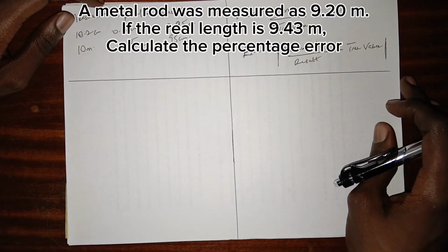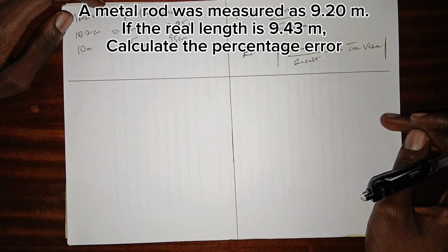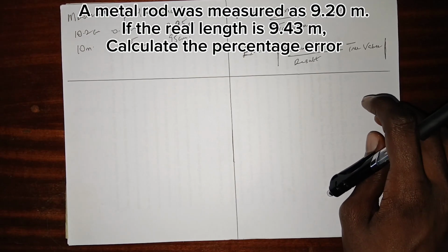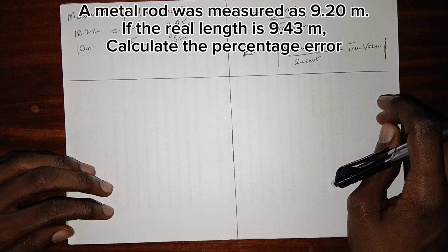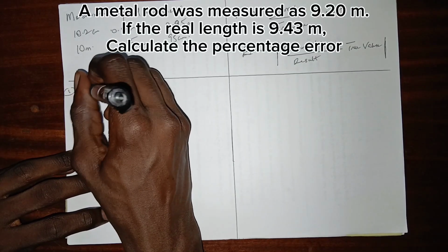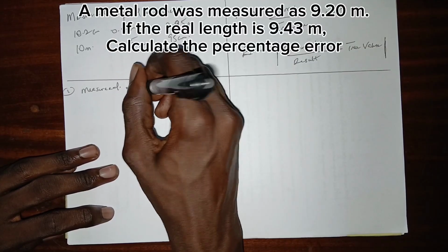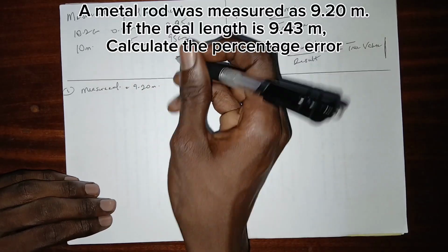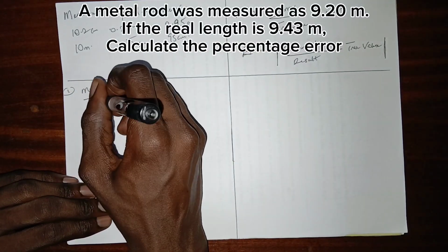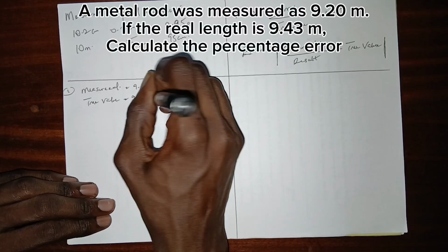So we'll be looking at this example. Say a metal rod was measured as 9.2 meters. If the length is 9.43 meters, calculate the percentage error. We have to take note of the parameters. Firstly, we're given the measured value, which is 9.2 meters. Then the true value is 9.43.